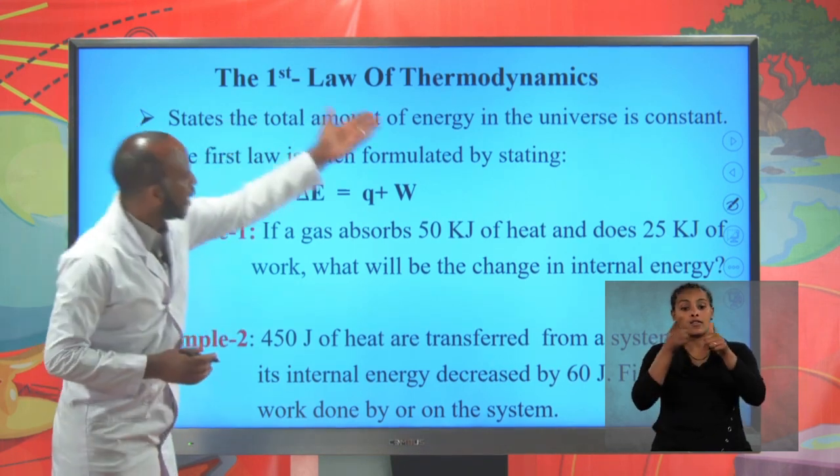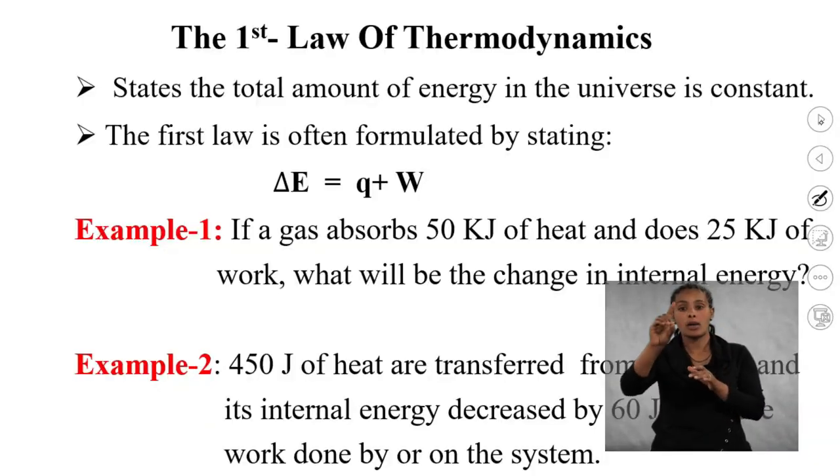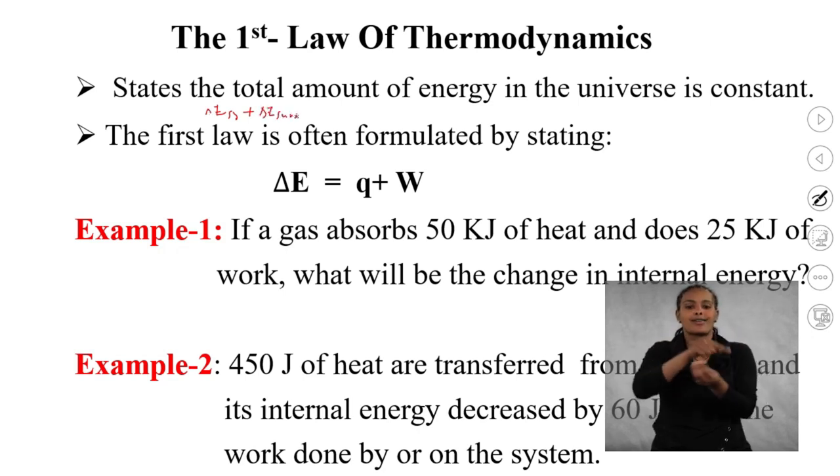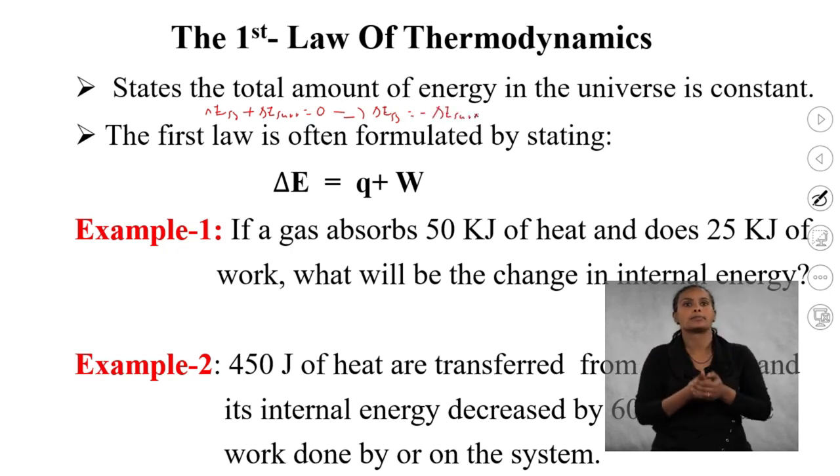The first law of thermodynamics states the total amount of energy in the universe is constant. We can write this as the change in total energy E of the system plus the change in energy of the surrounding equals 0, or the change in energy of the system equals the negative of the change in energy of the surrounding.